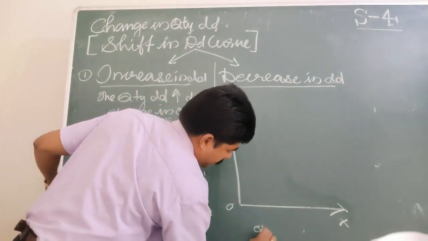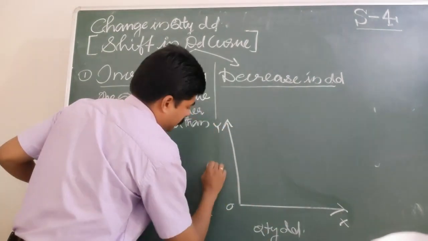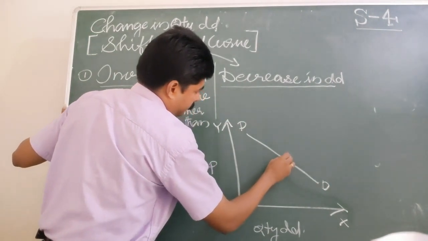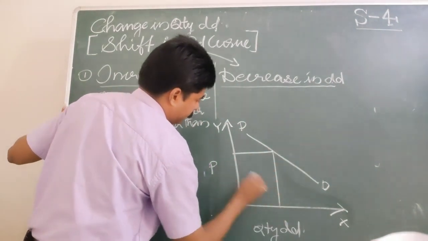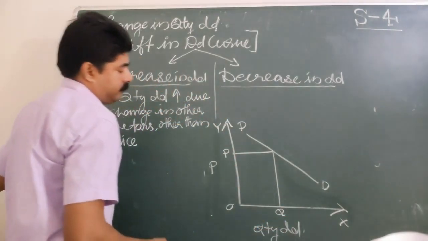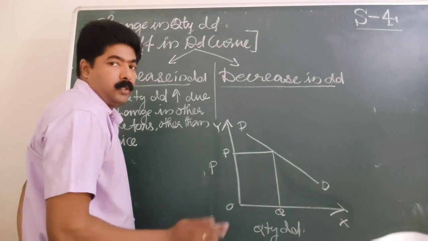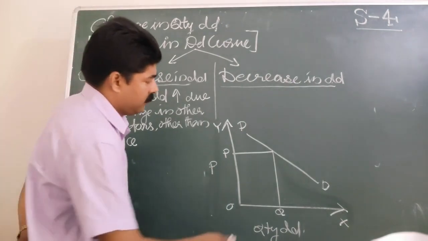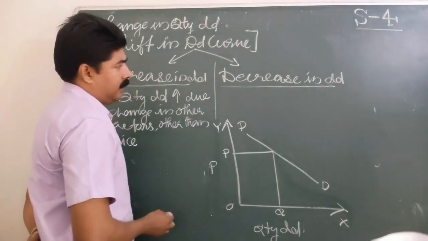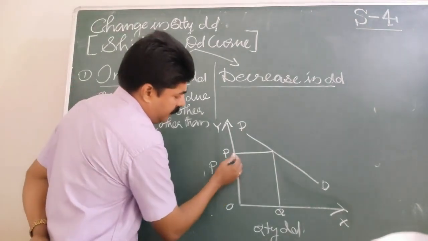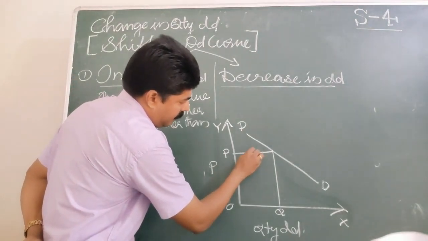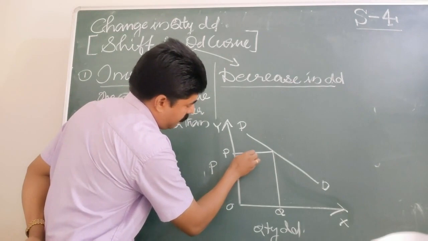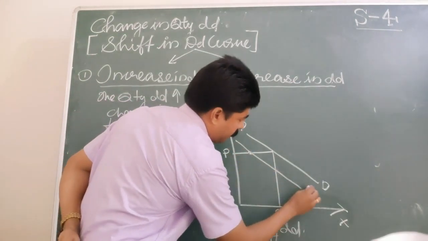OX and OY, same as you write quantity demanded, price, demand curve, initial stage, price and quantity. Price remains constant while other determinants change. The consumer can change his demand. So when a consumer demands a lesser quantity of the same commodity at the same prices, for example, there is a leftward shift of the demand curve.